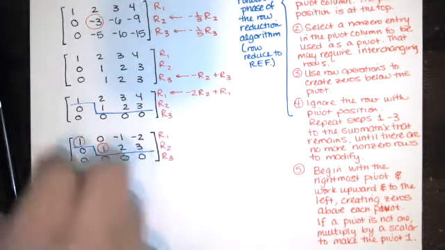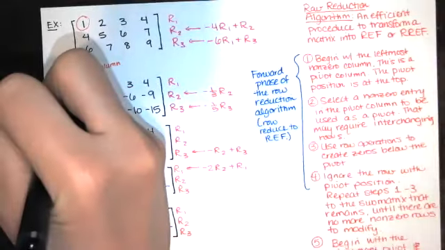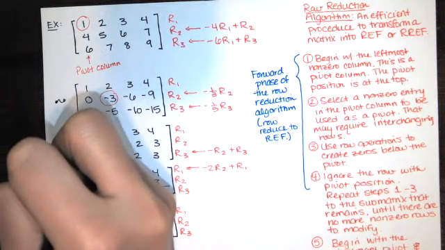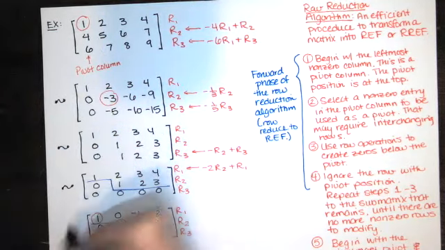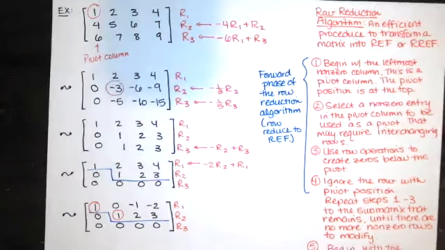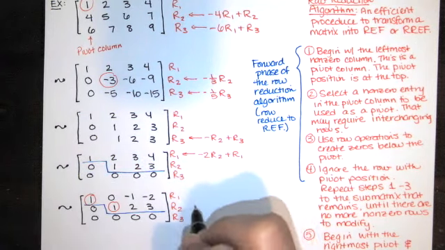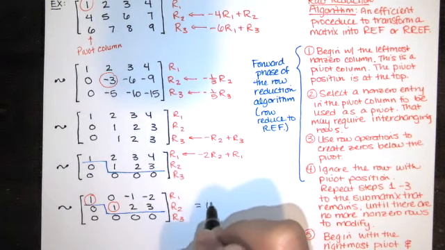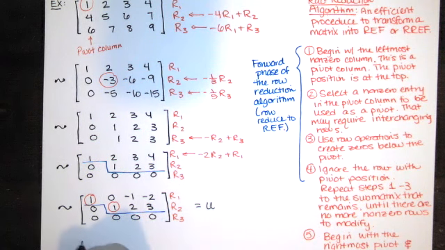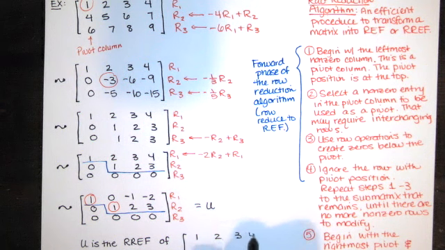And all of these are row equivalent to each other, so we're going to use these little tildes to indicate that they're row equivalent. And that's it, we're done. We can call this U if we want to. U is the reduced row echelon form of the original matrix that we started with, which was this one.